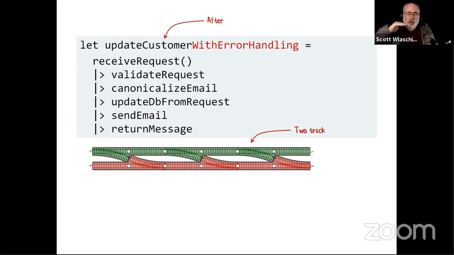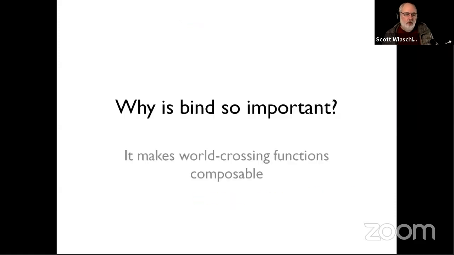And so each of the things we do is actually handling the errors nicely, but because I'm using this two-track model, I can connect them together in such a way that it looks clean. It still looks nice and clean. And I don't have my code being messy and ugly with all the error handling in it. Right, so this is why bind is so important to functional programmers. It makes these world crossing functions possible.